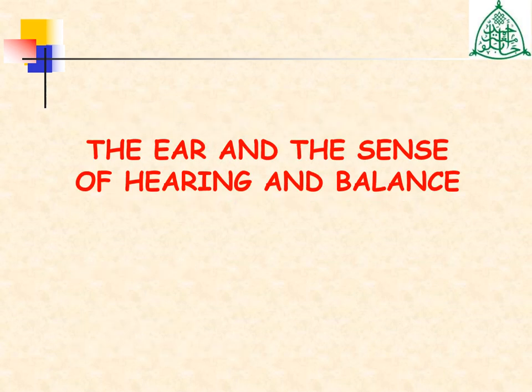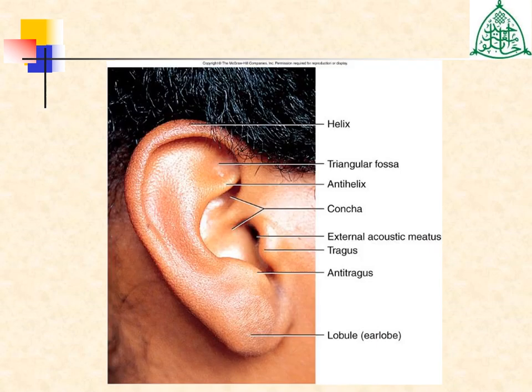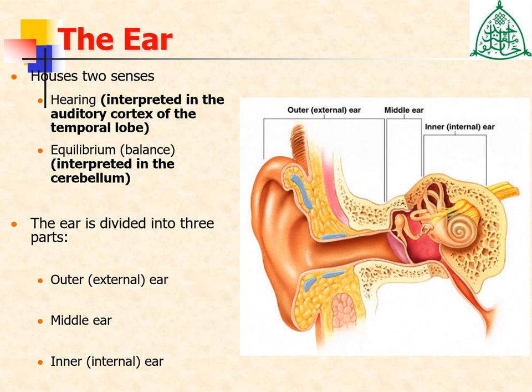And we'll be mainly discussing the anatomy of the ear and the sense of hearing and balance. The ear houses two senses: the sense of hearing and the sense of equilibrium or balance. The sense of hearing is interpreted in the temporal part of the brain, precisely in the auditory cortex, while the sense of equilibrium or balance is interpreted in the cerebellum.